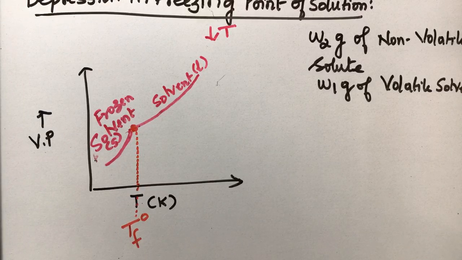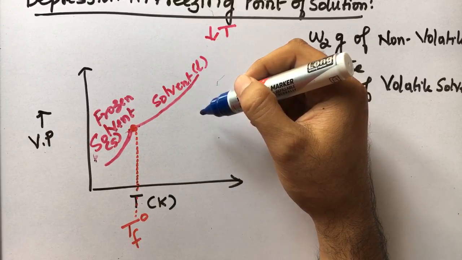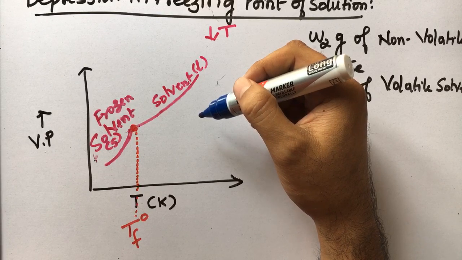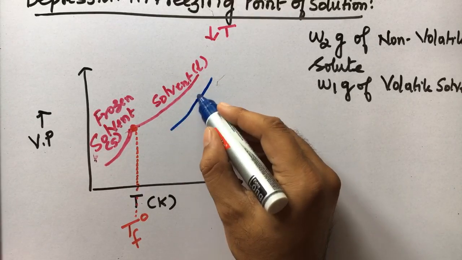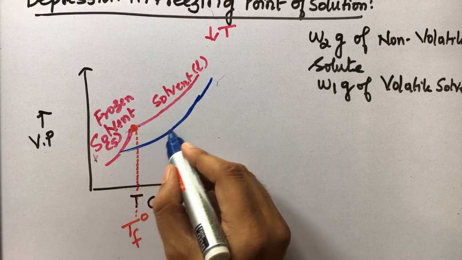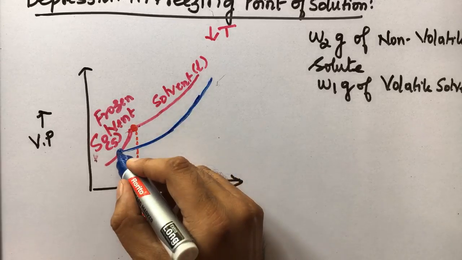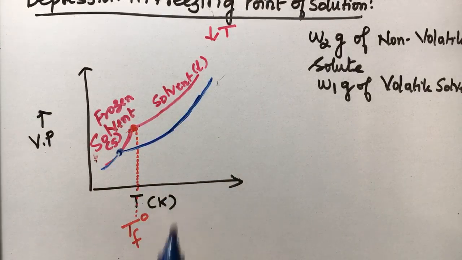You know that at any particular temperature, what would be the vapor pressure of the solution? As you have discussed in the previous case, will it be above this curve or below this curve? With respect to the pure solvent, it is always less. It keeps on decreasing, and when it reaches this particular point, it becomes a solid. Later both of them are coinciding.